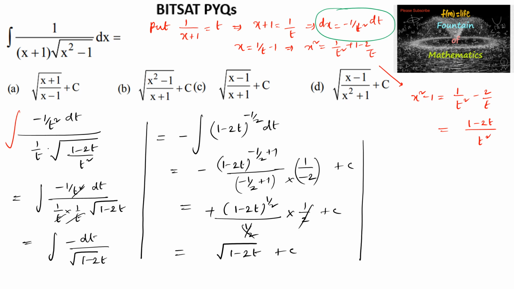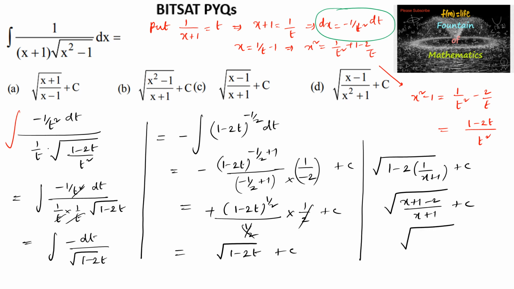So let us simplify, which is equal to under root of 1 minus 2 times t, which is nothing but 1 upon x plus 1 plus c. So we can write under root of (x plus 1 minus 2) upon (x plus 1) plus c. That is under root of (x minus 1) upon (x plus 1) plus c, which is option C. Option C is the answer.